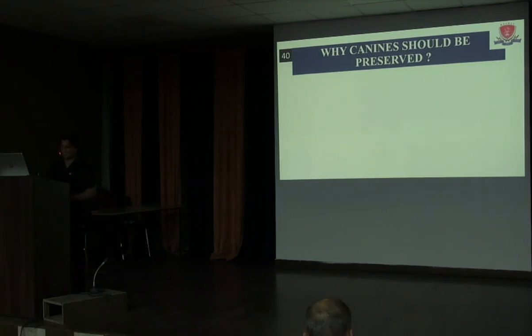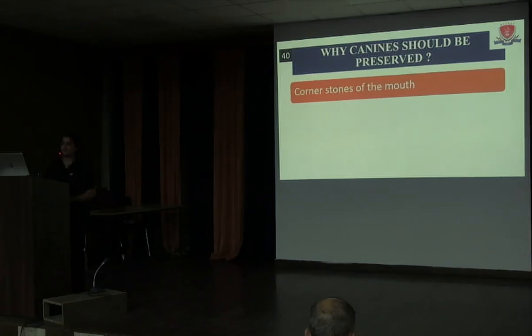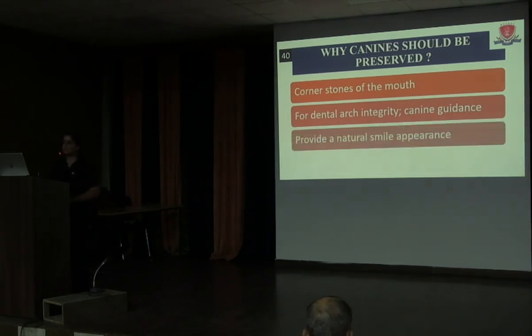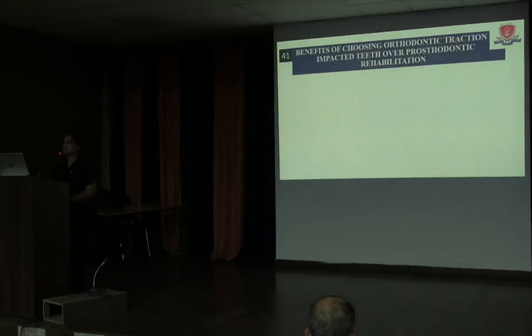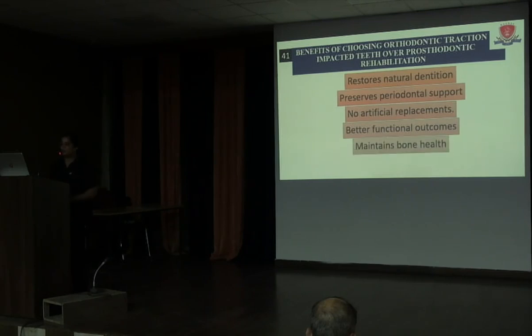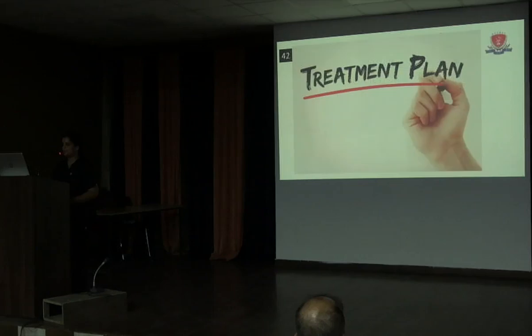So canines should be preserved as they are the cornerstones of the mouth and for dental arch integrity and canine guidance, and they provide a natural smile appearance and avoid unnecessary trimming of the sound tooth. So what are the benefits of choosing orthodontic traction of impacted teeth over prosthodontic rehabilitation? It restores natural dentition, it preserves periodontal support and has no artificial replacements. It has better functional outcomes, maintains bone health and is more aesthetic.